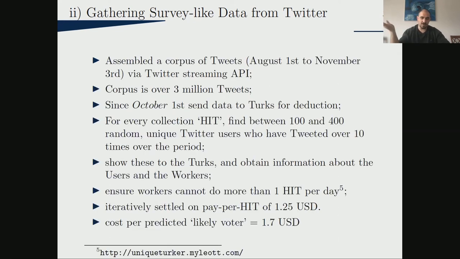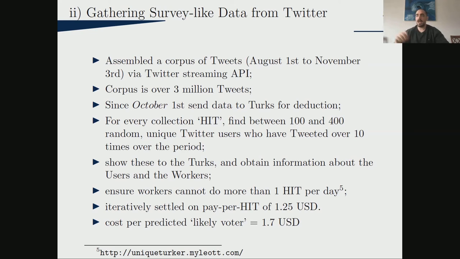The second thing you need to do, after you've done your ethics review, is to assemble a corpus of tweets. We assembled a corpus of tweets from August 1st to November 3rd, which was the day of the election, from the Twitter streaming API. These amounted to around 3 million tweets, maybe a little more. And since October 1st, we started sending the data to the Turks for deduction. So to get them to tell us, can we classify this guy as male or female? Can we classify him as a college graduate or not? Can we classify him as somebody who lives in California or somewhere else, and so on and so forth.